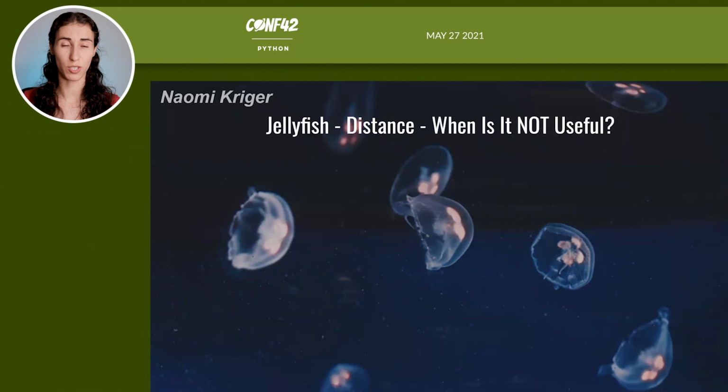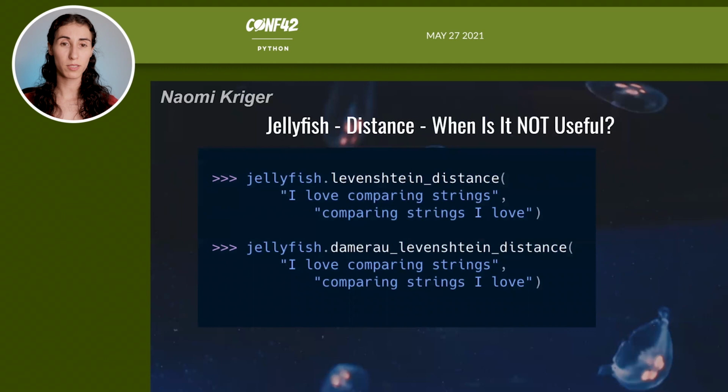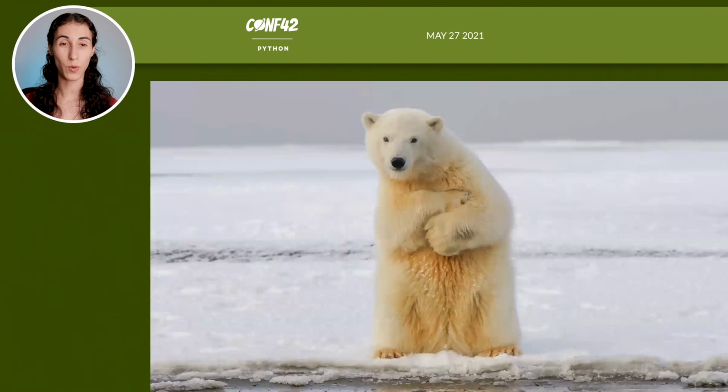Now we're getting to our next question. When is it not useful? So I want to show you the next example. Here we can see I love comparing strings versus comparing strings I love. Now, if we check out the distance score, we can see that it is 14, which is quite high. Without any additional information, we would not be able to determine if the distance score is so high because the strings are indeed unrelated from one another, or if this is a case where a human being will look at a pair of strings and say, this is practically the same thing for me. Let's not reject the input.